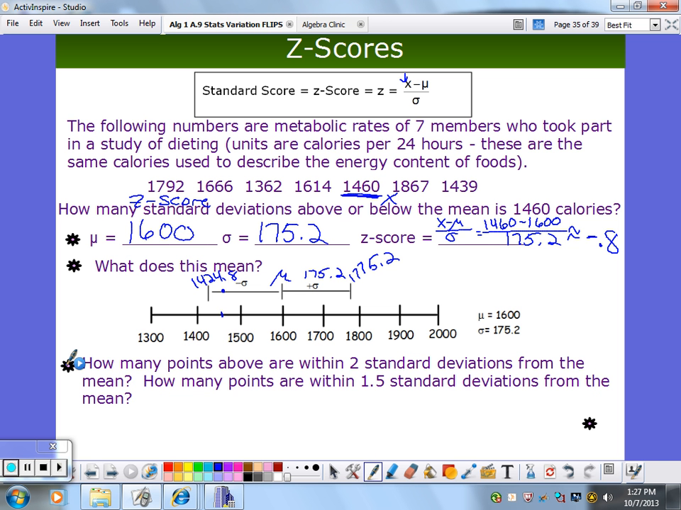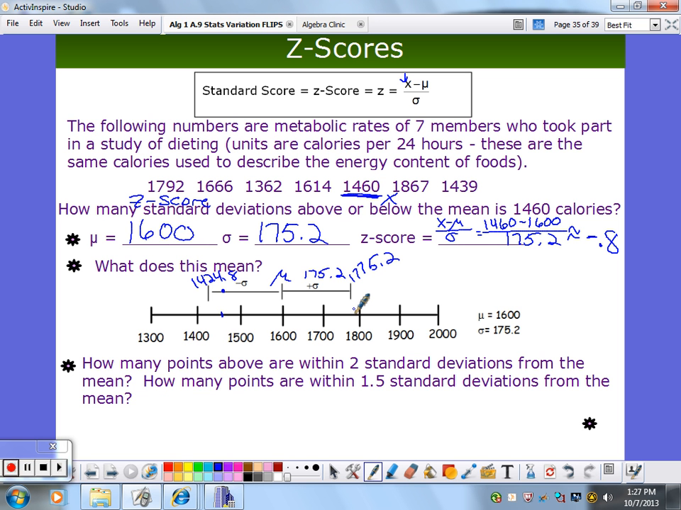Now look at this question. How many points are within 2 standard deviations from the mean? Well, before we do that, how many points are within 1 standard deviation of the mean? If you are between 1424.8 and 1775.2, you are within 1 standard deviation of the mean. You're either above it or you're below it, but you're within 1 standard deviation. So let's do it for 1 standard deviation. 1792. Is that point within 1 standard deviation? No, because the top is 1775, right?